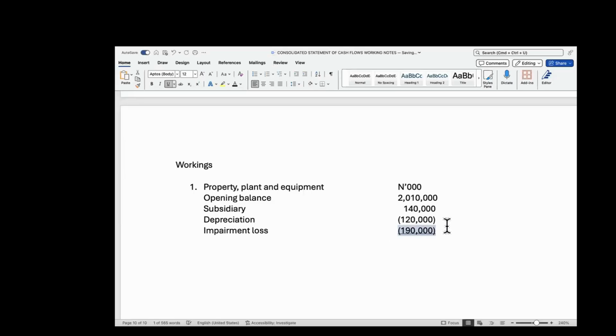Now, these are all I know from the question. So, what's my expected closing balance? What's my expected closing balance? 1,840,000, sir. So, but what's my actual closing?